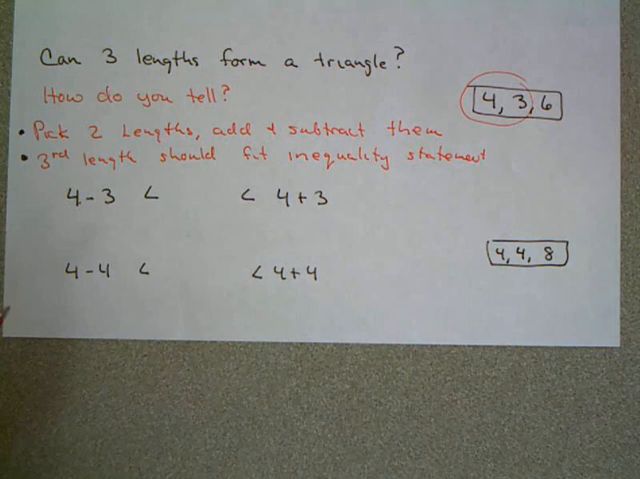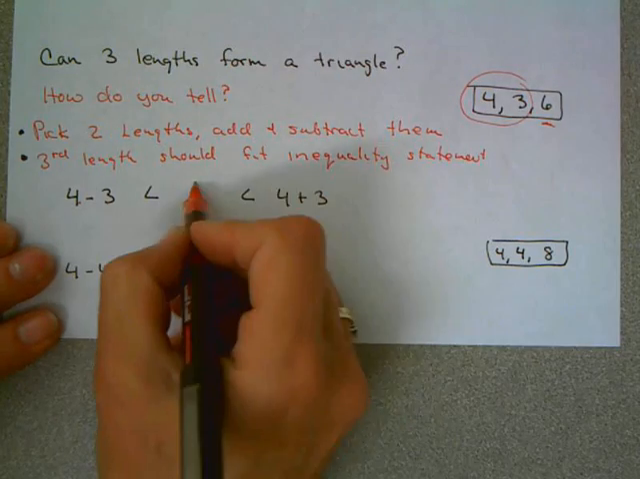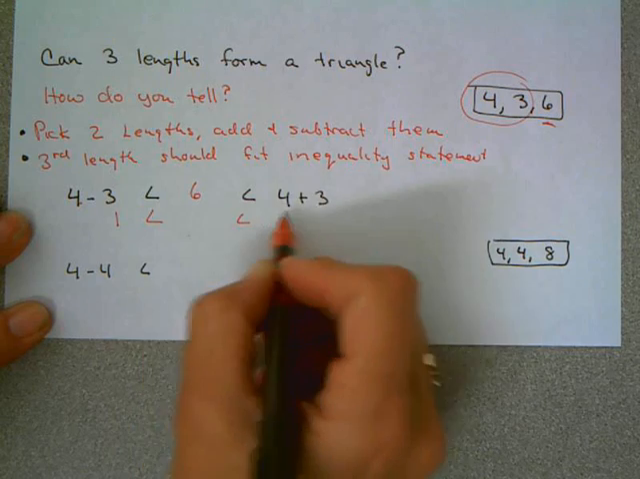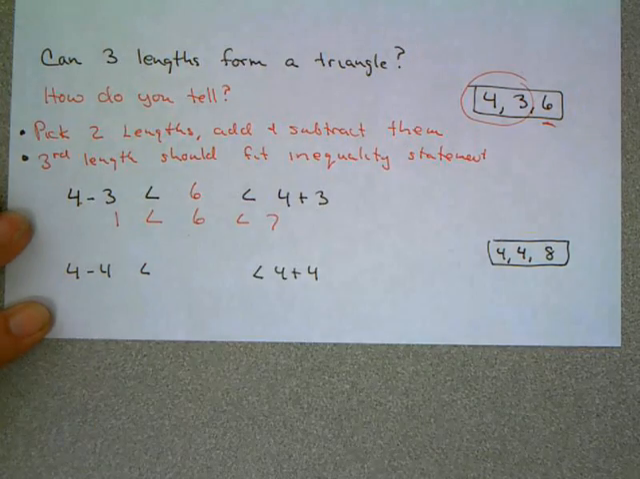4 minus 3 is 1. 4 plus 3 is 7. 6 fits in between. It's less than 7 and more than 1. So the sides form a triangle. You'd say yes.